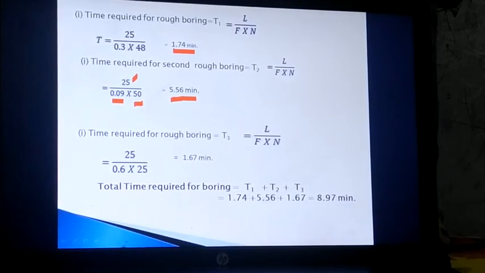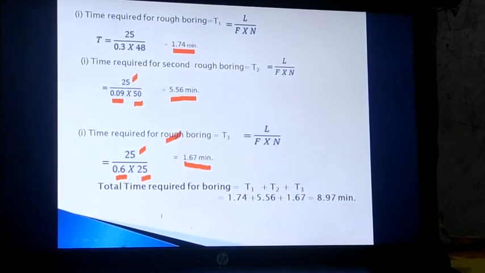Now the third step, the time required for finish boring, T3, is equal to L by F into N. L is again the same, that is the length of the bore, 25, and feed is given as 0.6 centimeter per revolution and RPM is 25. So we calculate the time T3 as 1.67 minutes.